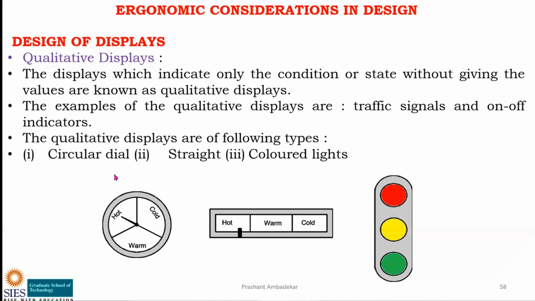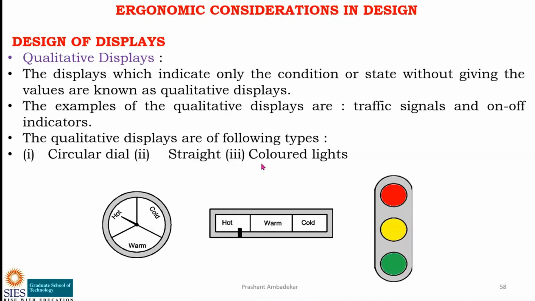See, this is a display. The second one is also display, the third one is also display. All these three are qualitative display. The first one is showing hot, cold or warm. It is also showing hot, cold or warm. This is showing red, okay, yellow.